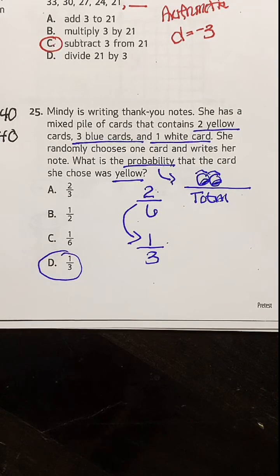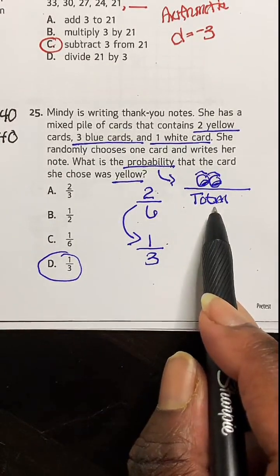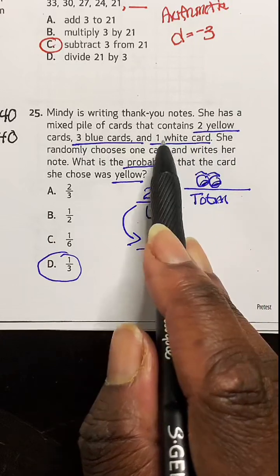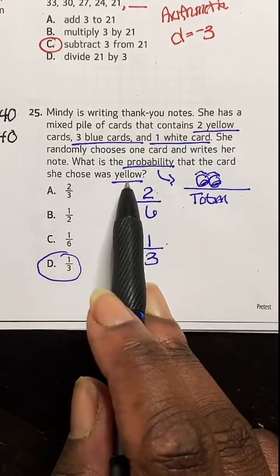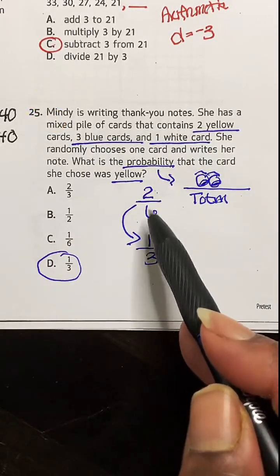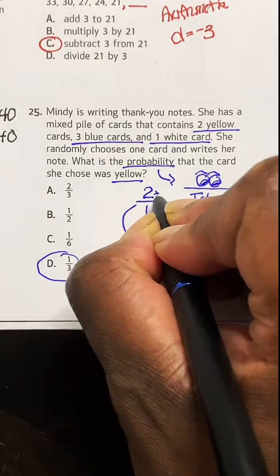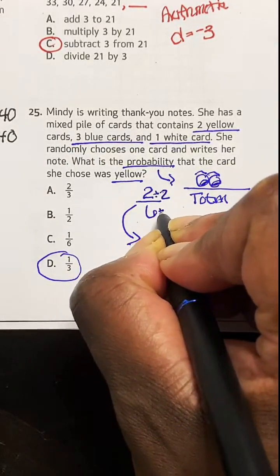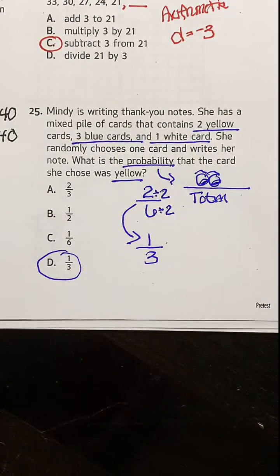So I always say it's what you're looking for, which is the yellow, over the total amount of cards, which we got by adding the 2, the 1, and the 3. That's where the 6 came from. There were 2 yellow cards, and we just had to reduce the fraction. They both have 2 in common, so if I divide this by 2 and divide that by 2, I got my 1/3. All right.